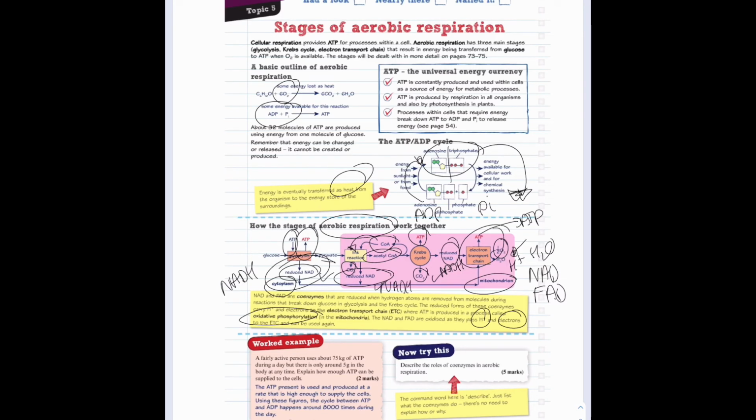Okay, so now try this. Describe the roles of coenzymes in aerobic respiration. Okay, so they're talking about this. So we have NAD and FAD, and it starts off in glycolysis, where NAD will accept your hydrogen because the glucose has been oxidized. And then moving on to the Krebs cycle, we have NAD will also accept a hydrogen when the compounds inside will be oxidized, and FAD here as well is going to be reduced because it will also accept a hydrogen.